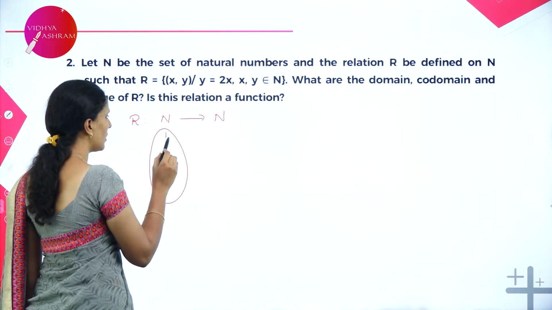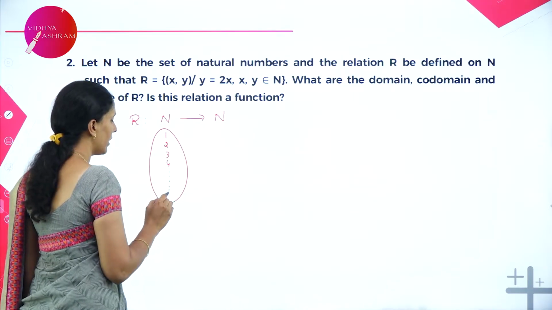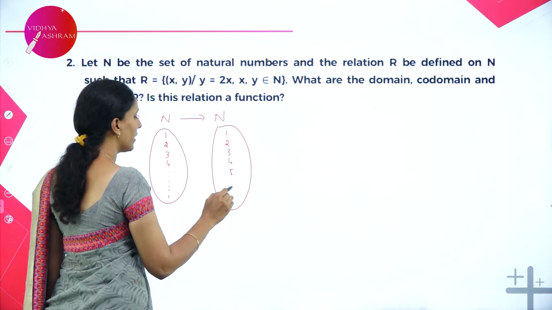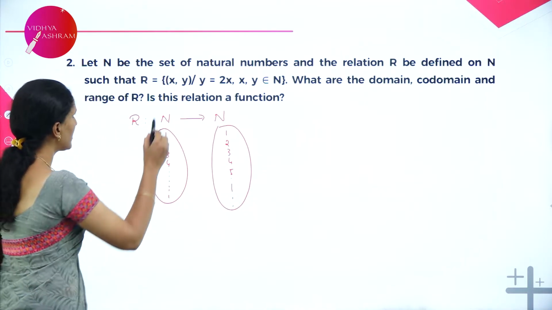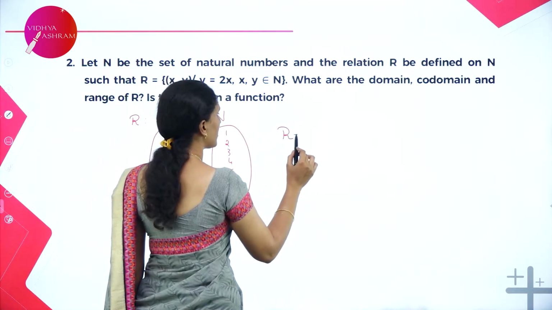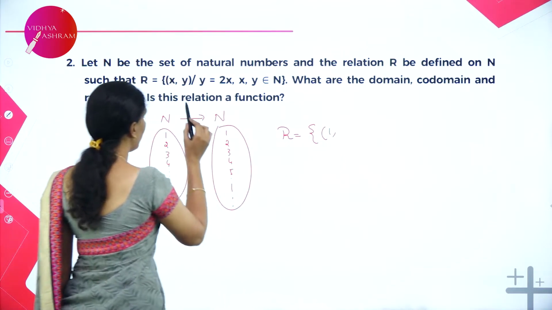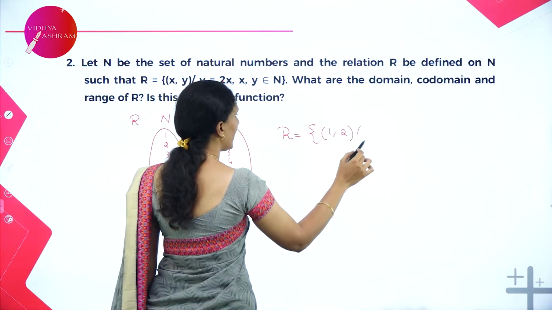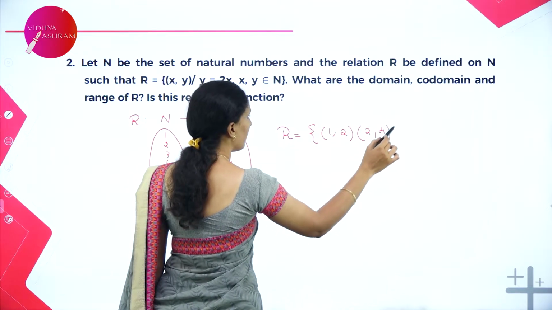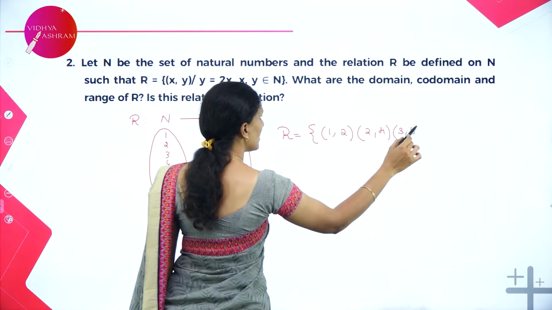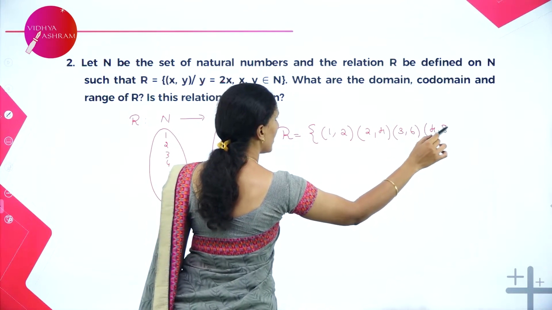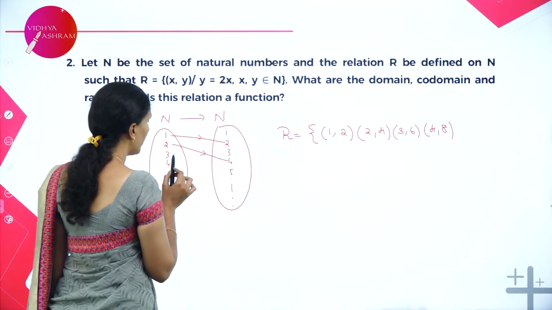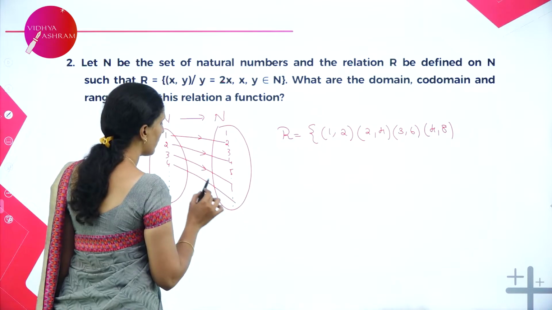So we know the set of natural numbers is 1, 2, 3, 4, and so on. It goes on like this. Suppose I write the relation set. If I take x as 1, then y is equal to 2x, 2 into 1, 2. If I take x as 2, 2 twos are 4. If I take x as 3, 3 twos are 6. If I take x as 4, 4 twos are 8. So 1 goes to 2, 2 to 4, 3 to 6, 4 to 8.